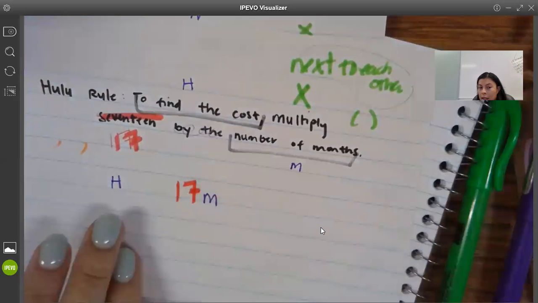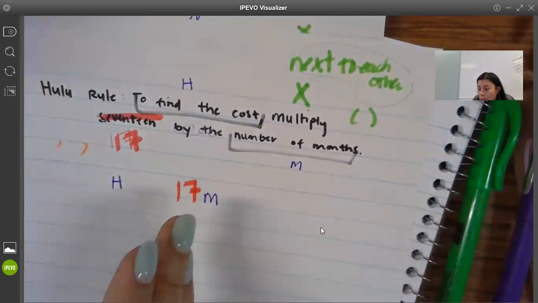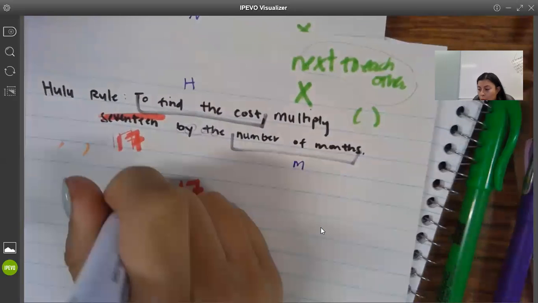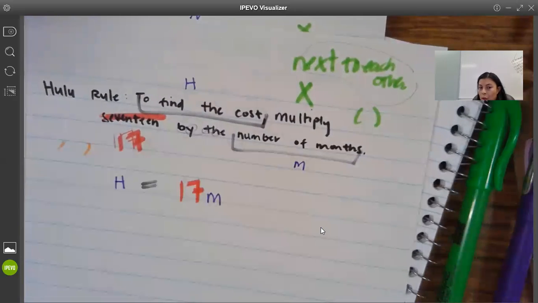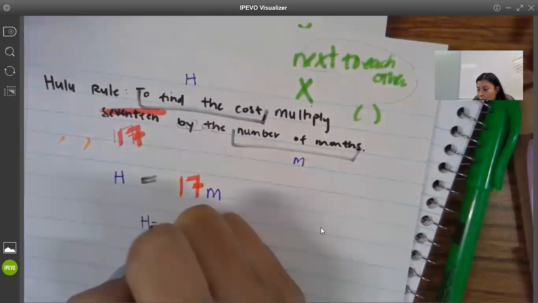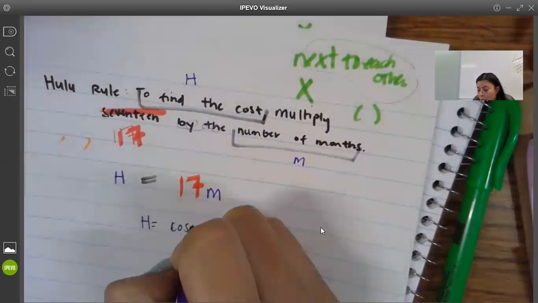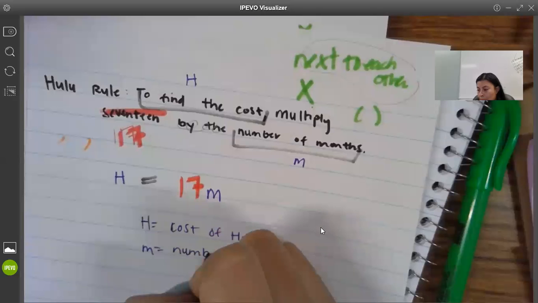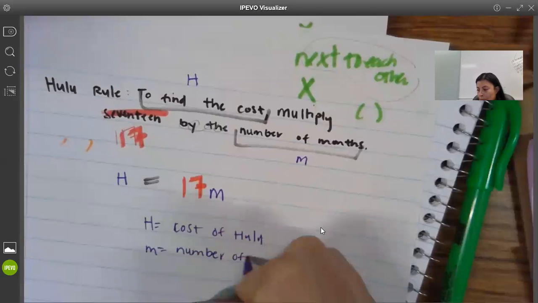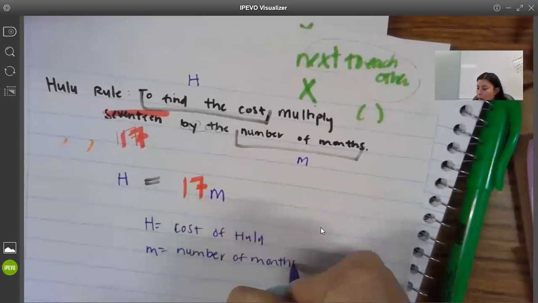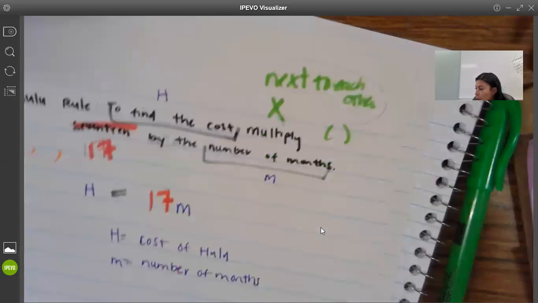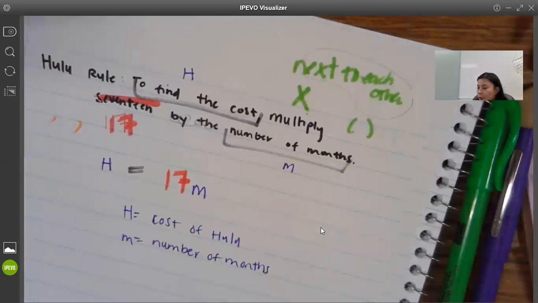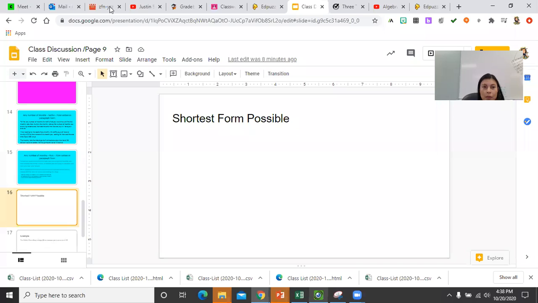Now, to say that Hulu is charging you this much, the symbol that I would use is an equal sign to represent Hulu costs this much. And now I have this equation. So H stands for cost of Hulu. M stands for the number of months. And I want to do another example with you before you have to do one by yourself. So here's the example.